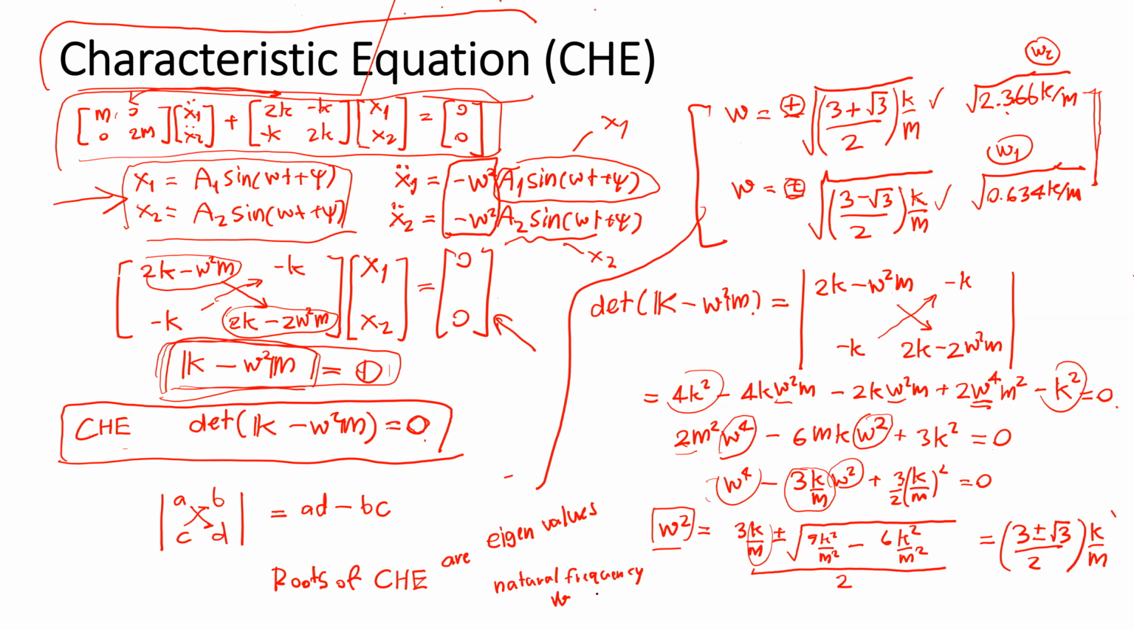We have omega 1 and omega 2. And omega 1 is always less than omega 2. By the root, you have two values, omega 1 and omega 2. But by our definition of the mode of the natural frequency, omega 1 is always less than omega 2. And this omega 1 and omega 2 is related to the square root of k per m.